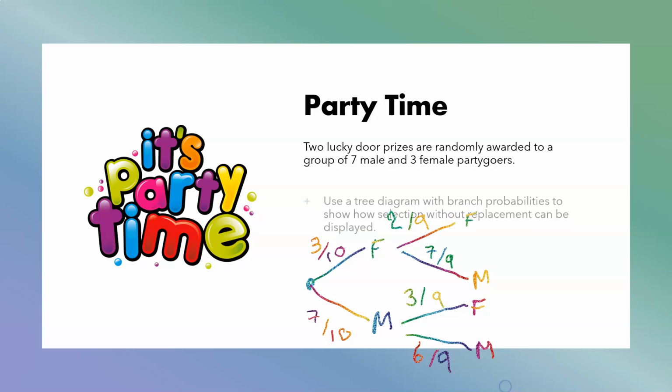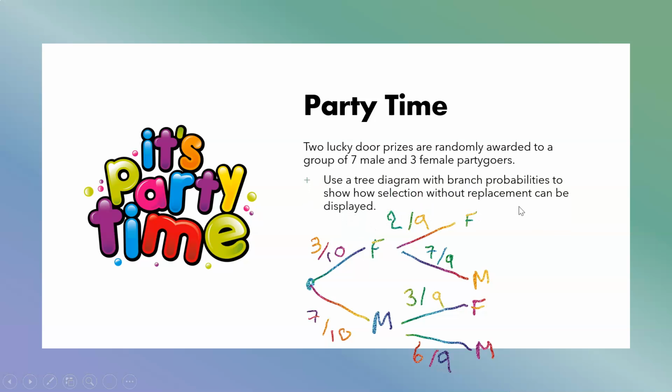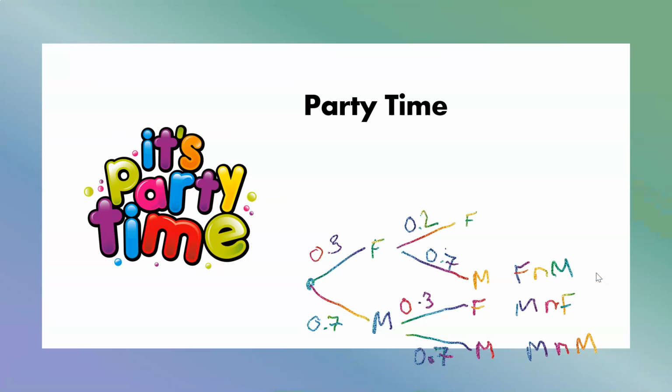Okay, now we're doing without replacement. So if, say, a female's drawn, it was still 3 out of 10, but now that person is out of it. So there's a 2 in 9 chance now of a female being drawn because one of them's gone. There's still 7 males though because the female wasn't drawn, but it's still out of 9 because one person out of the whole pot is out.